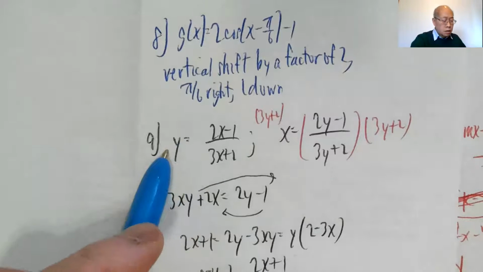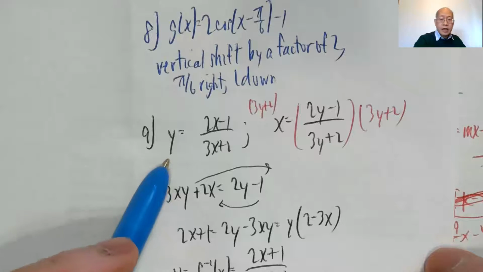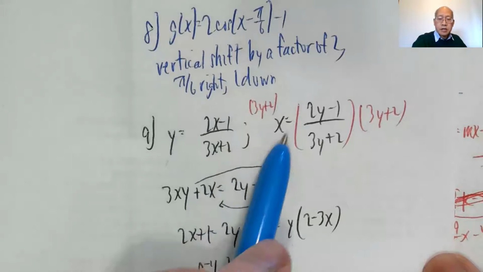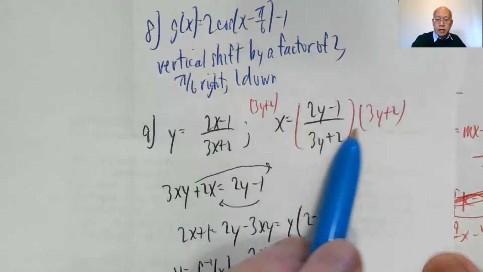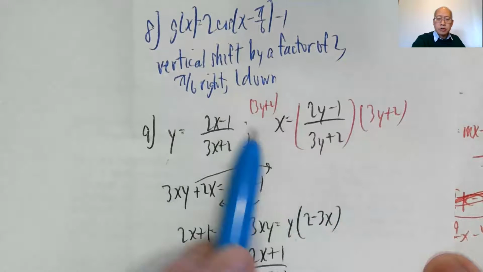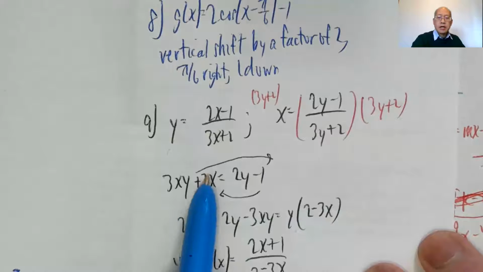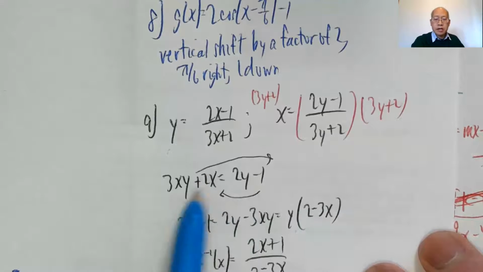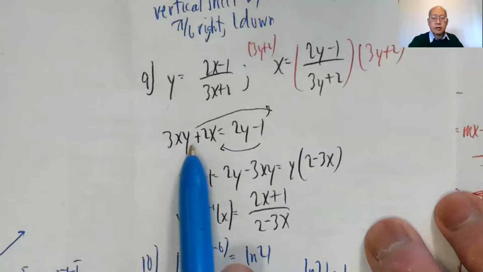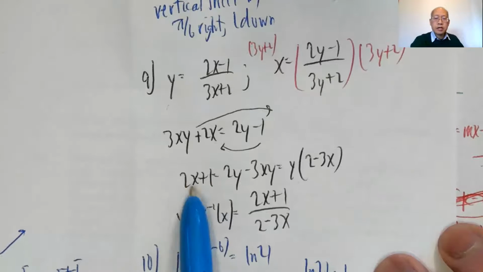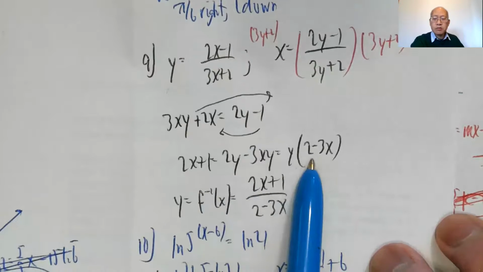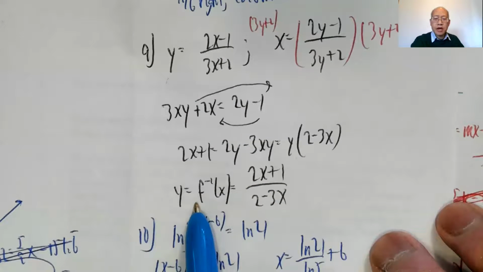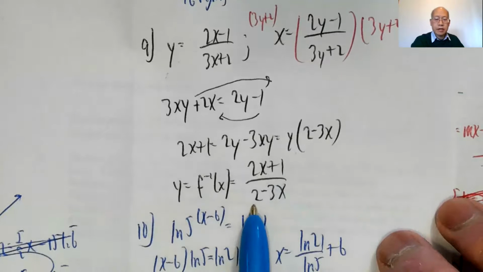Number 9, call the original function y, switch around x and y, so x equals (2y − 1) over (3y + 2). Multiply both sides by 3y plus 2, that cancels out, 2y minus 1. This side distribute: 3xy plus 2x. Get all the y's on the right side, so I will subtract 3xy. I'll add 1 to both sides. So the left side does not have any y. 2x plus 1 equals 2y minus 3xy. Factor out the y. Divide by 2 minus 3x. So y equals f inverse of x is (2x + 1) over (2 − 3x).